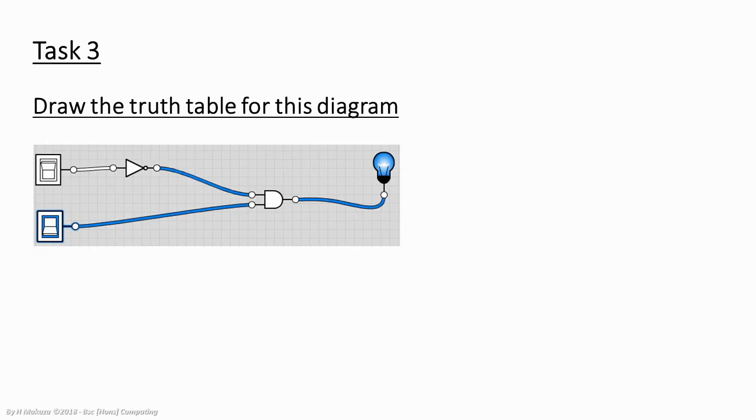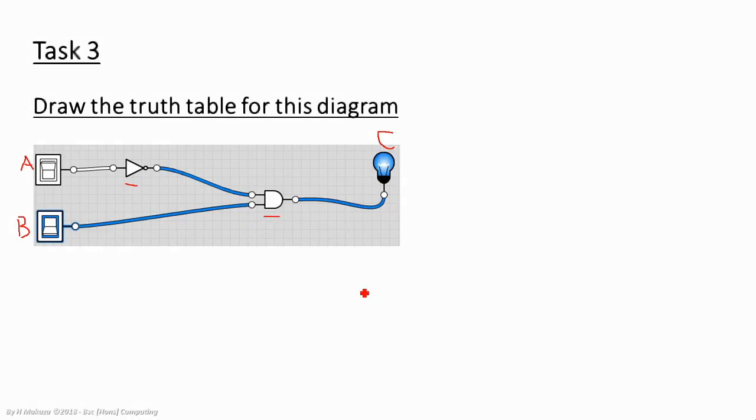Draw the truth table for this diagram. Now I expect you to somehow work out the actual equation, the Boolean equation for this. Let's say this is switch A, and this is switch B. Now you should know what these symbols represent. You should remember those. And this is our output C.